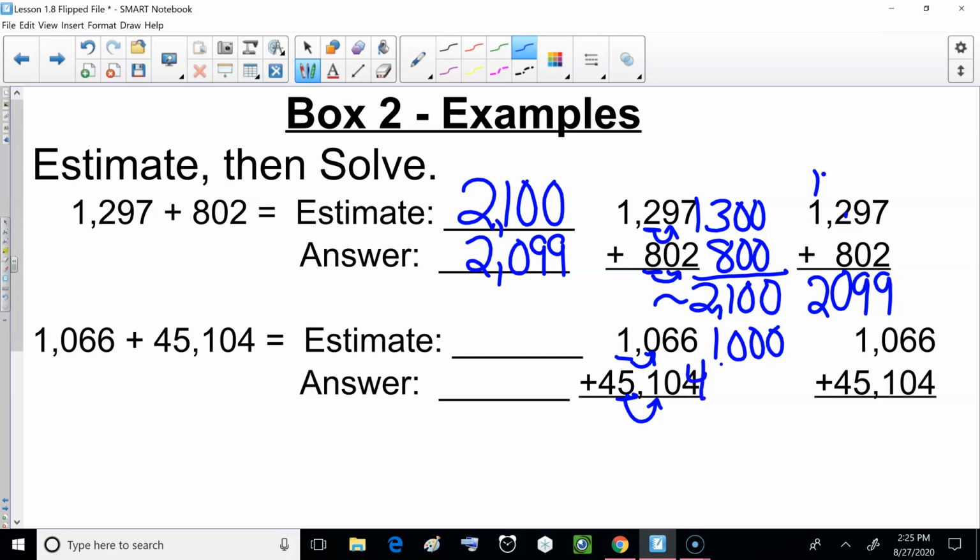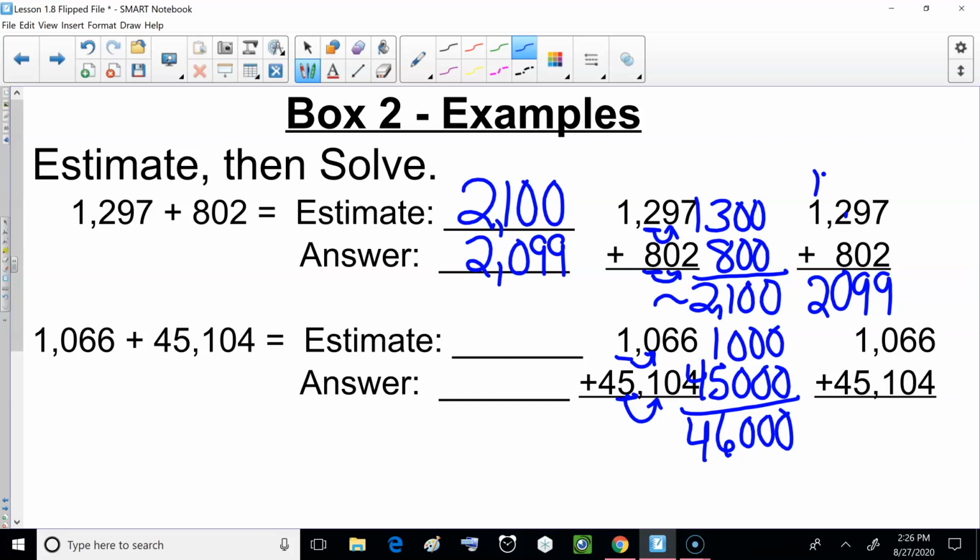So 45,000. All my place values are still lined up. I added it up. 46,000. So could you have estimated each number separately, like this, to be 1,000 and 45,000 turn into 50,000? That would be another estimate as well, but you notice that estimate would get a little further from our actual answer.